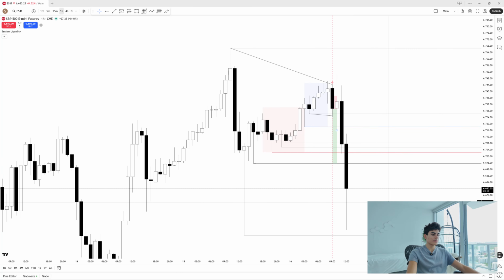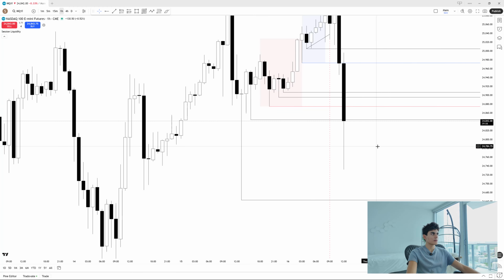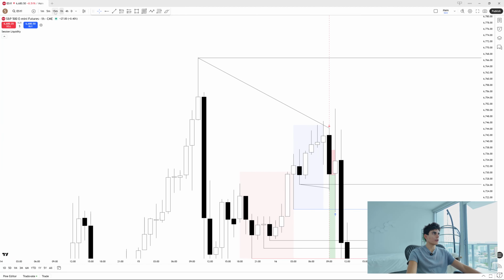Let's start off on the 1 hour time frame. Mark out all my draws on liquidity, all these right here, and same thing on NASDAQ. Okay, then we go near market open.